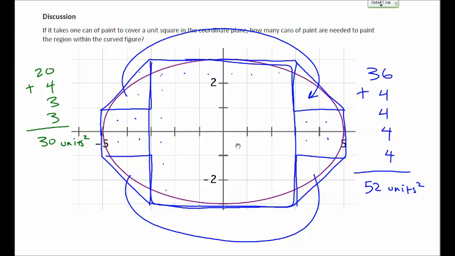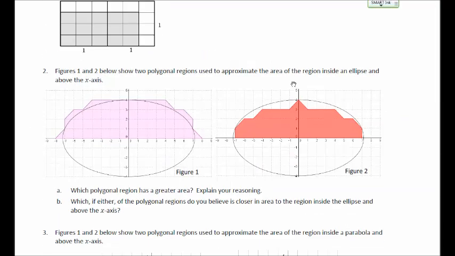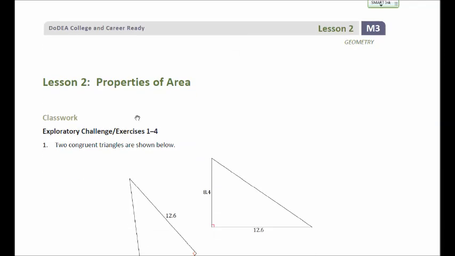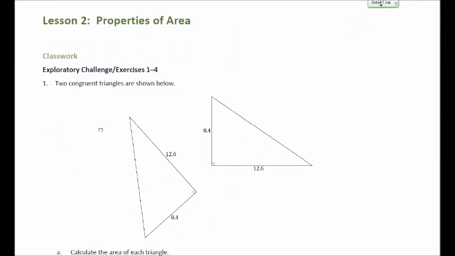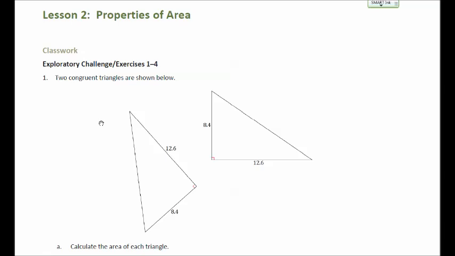Now, the reason I talk about this is because these ideas about cutting up areas into smaller pieces are fundamental to understanding calculus. So those of you who are heading towards calculus, think through how you cut up areas into smaller and smaller pieces; it is useful for you in preparing for calculus. In lesson 2, we look at some properties of area. We'll start with talking about congruent triangles.